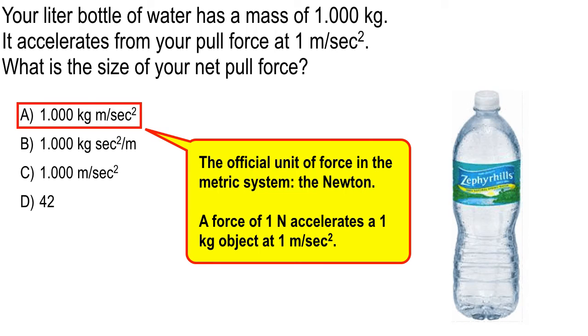So that is the functional definition of the Newton. And the abbreviation for it is capital N. And some books capitalize the word Newton, and some of them don't capitalize. I usually capitalize it. And the symbol is always capital N.